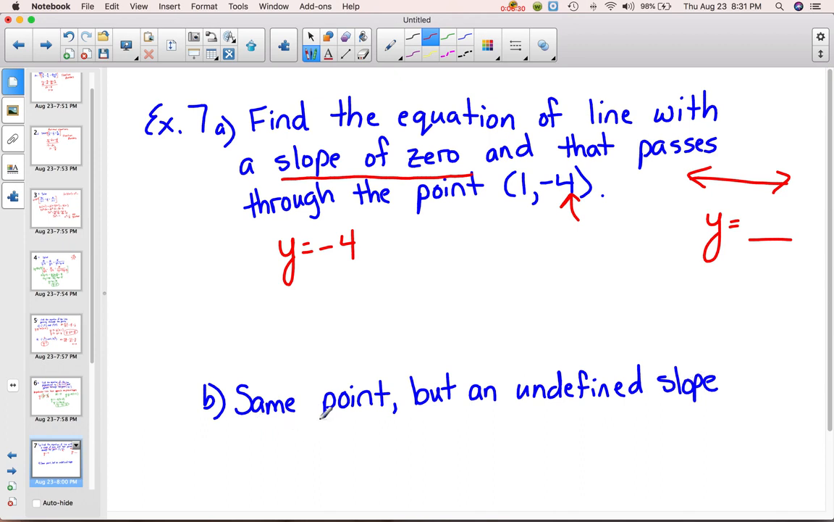Now, if it had been passing through the same point, but you were told that it had an undefined slope, that is a vertical line. Think about impossible to climb. I know if you had climbing gear and all that kind of stuff, but as impossible, that might help you remember that that's the line whose slope is undefined. So that's a vertical line, and a vertical line is x equals a constant. So you look up here to see what the x value is, and we have x equals 1. So those problems are actually very easy to do.